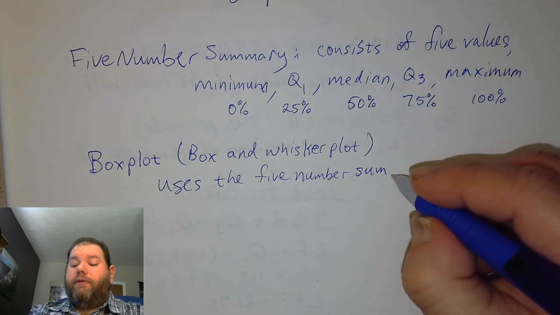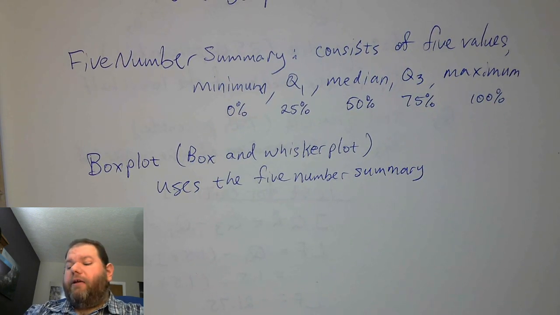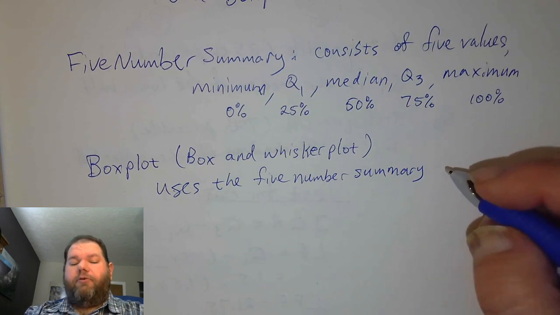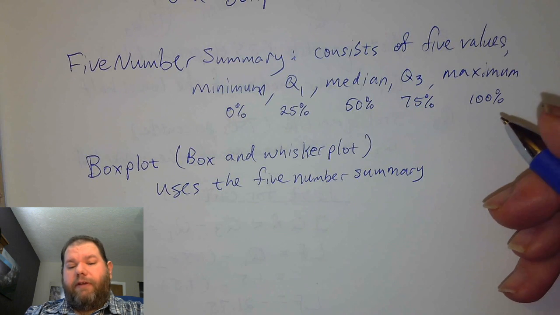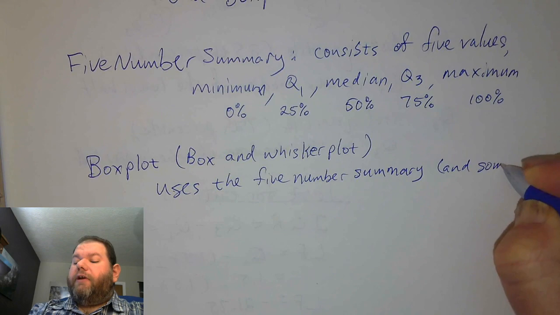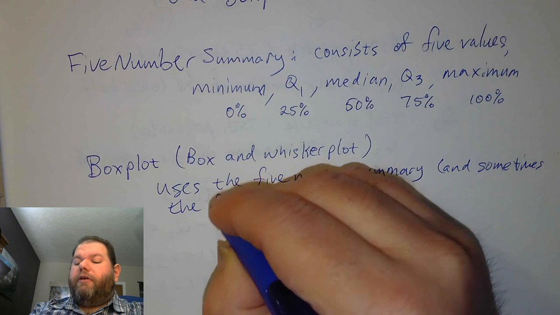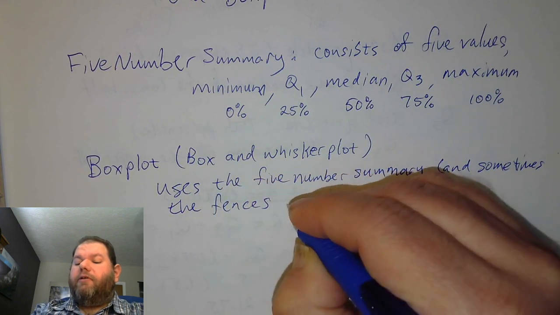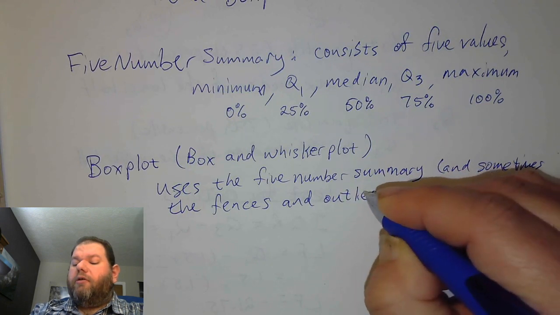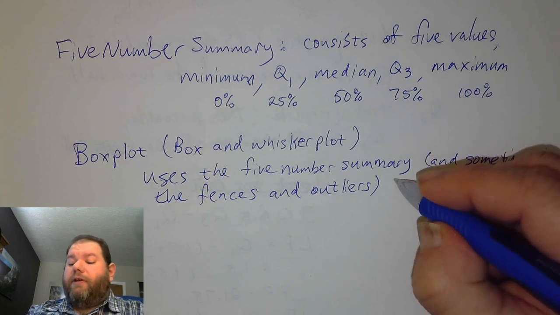Also, we use the fences, depending on how intricate of a box plot we want to make. Now, we can make a simpler box plot that only uses the 5-number summary, or we can make a more elaborate one that also includes the fences and outliers. So I'll say, and sometimes the fences and outliers to create a visual representation of the data set.